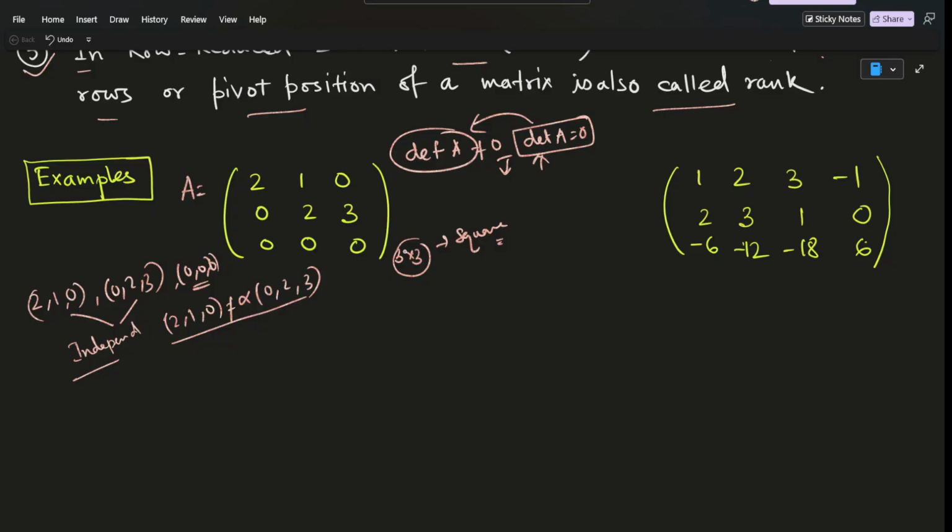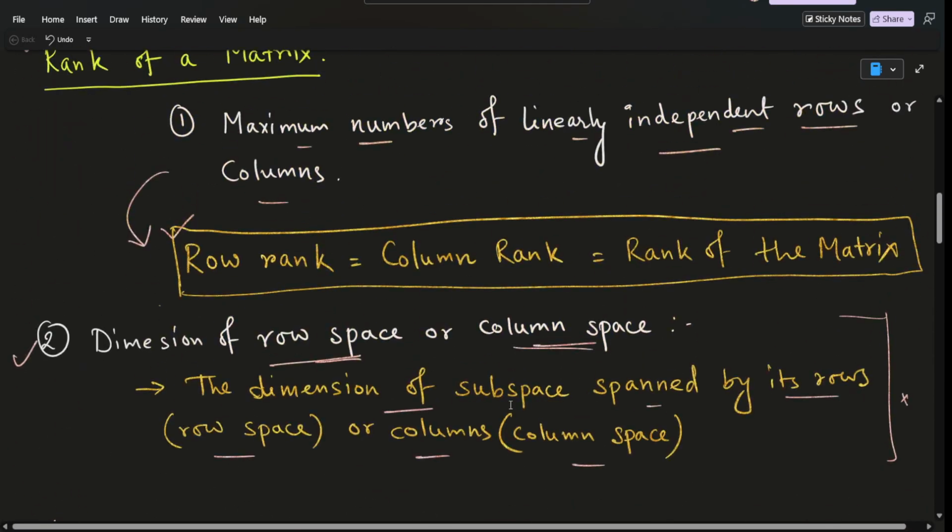That means what is the rank? Rank of A equal to 2. So this is the first definition that I told you. Fine. So now what is the second definition?